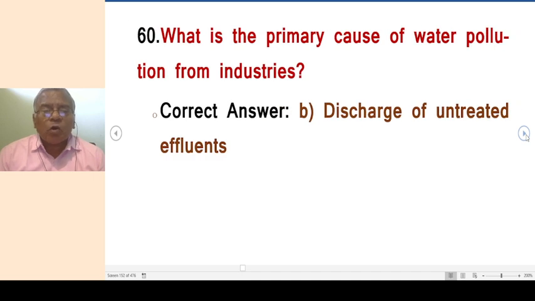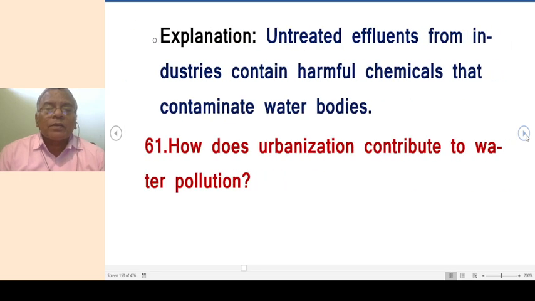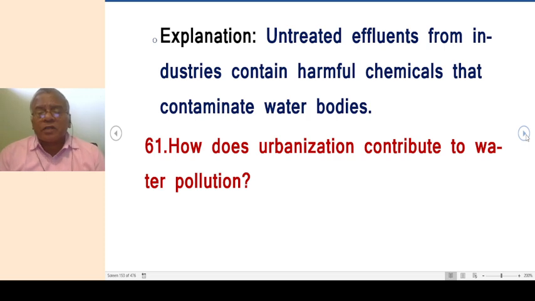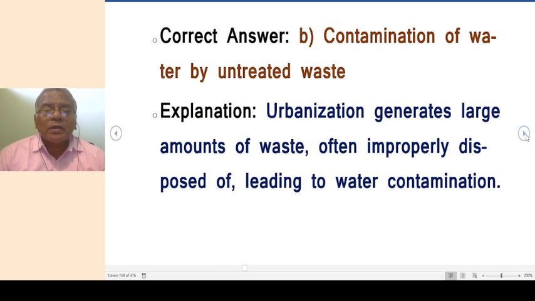What is the primary cause of water pollution from industries? That is discharge of untreated effluents. Untreated effluents from industries contain harmful chemicals that contaminate water bodies. How does urbanization contribute to water pollution? That is contamination of water by untreated waste. Urbanization generates large amounts of waste, often improperly disposed of, leading to water contamination.